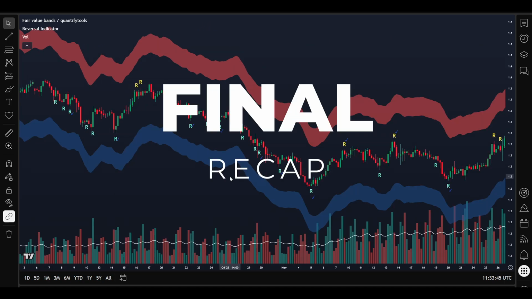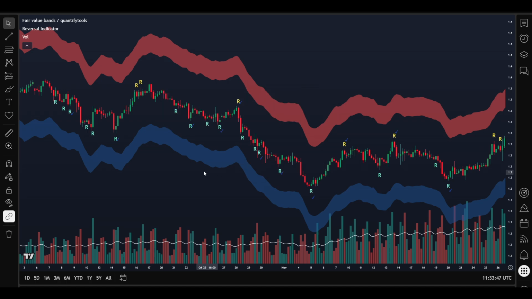Final recap. Direction here is reversion driven, not trend following. Location from fair value bands. Trade only when price tags the extreme lower band, long, or extreme upper band, short. Precision from the reversal indicator. R plus a check mark is mandatory. Participation from volume. Entry bar must be above the volume MA, and the bar color must match the trade direction.